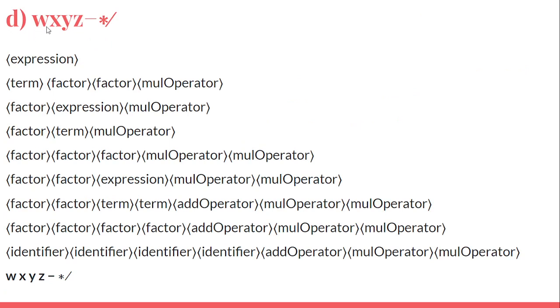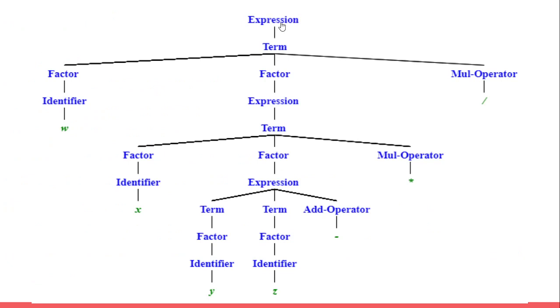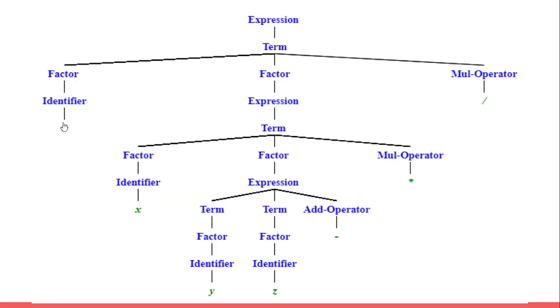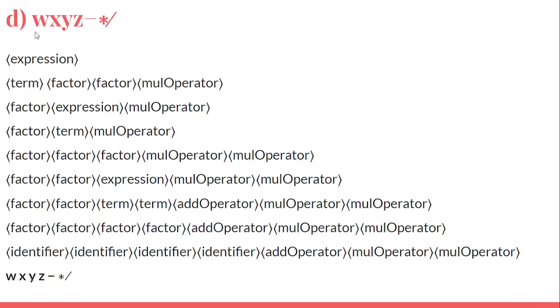The fourth string we are given is w, x, y, z minus star divide. So first we start with expression. Then we replace the expression with term by applying rule 1. Then we replace term with factor multiply operator. Then this factor will be changed to identifier, as we require the first letter w. Then identifier will be replaced with w. So we get the first character of our string.